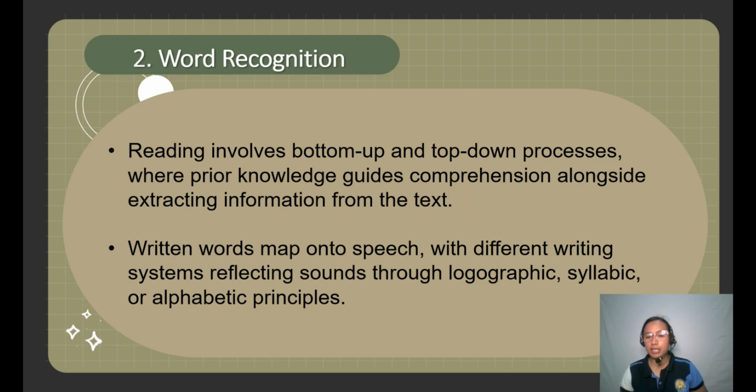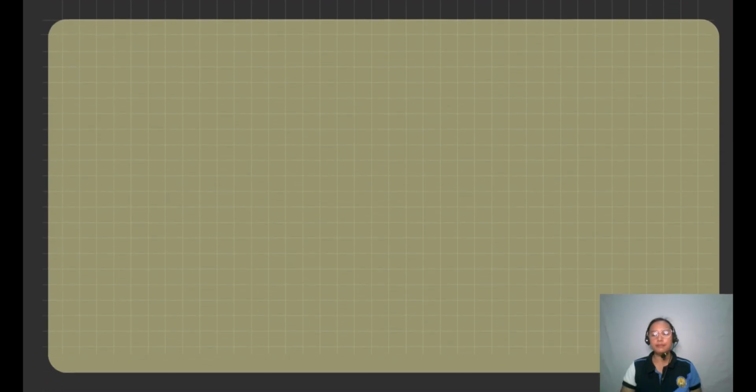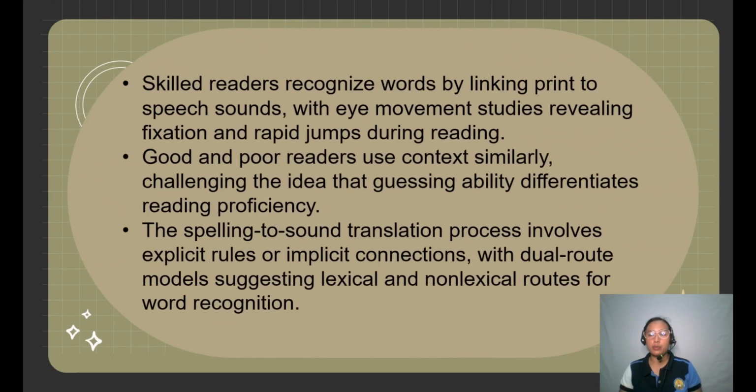Written words map onto speech, with different writing systems reflecting the sounds through logographic, syllabic, or alphabetic principles. Skilled readers recognize words by linking print to speech sounds, with eye movement studies revealing fixation and rapid jumps during reading. So a skilled reader usually links the sounds they know to the print material they see in the text. Good and poor readers use context similarly, challenging the idea that guessing ability differentiates reading proficiency. The spelling-to-sound translation process involves explicit rules or implicit connections, with dual route models suggesting lexical and non-lexical routes for word recognition.